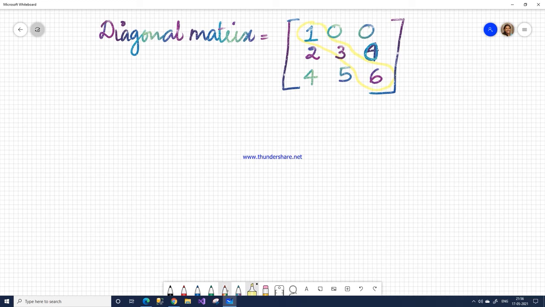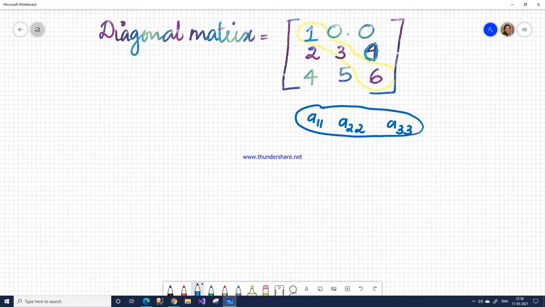Another way to recognize a diagonal matrix is A11, A22 and A33 are considered as the diagonal. So the row and column will be the same for the diagonal. This is the principal diagonal. If there are zeros above the diagonal and this is forming a triangle shape, this is called a lower triangle matrix. Lower triangle matrix.